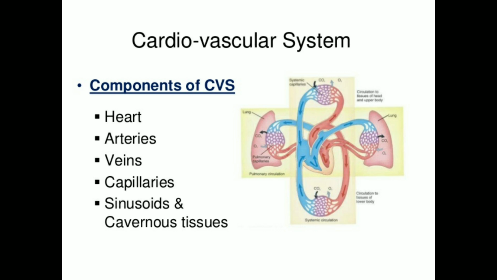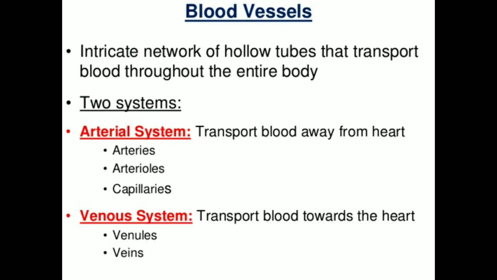Now, what do you mean by the cardiovascular system? What are the components you see in the cardiovascular system? The main component is the heart. From the heart, the blood is carried through the arteries, then through the veins, capillaries, sinusoids, and the cavernous tissue. These are all the components of the cardiovascular system.